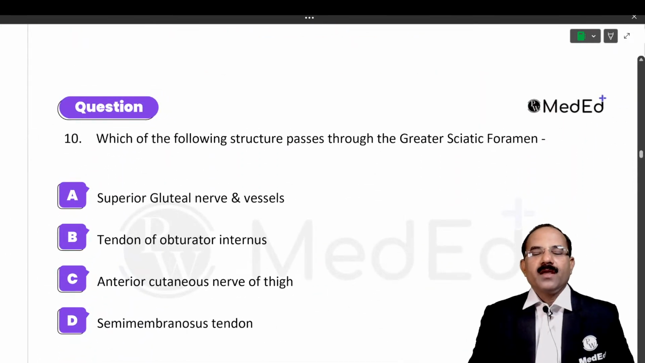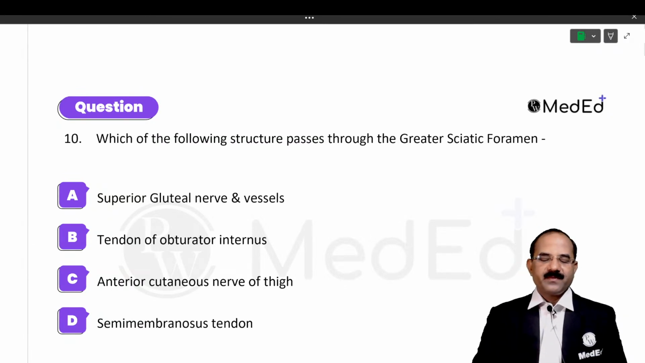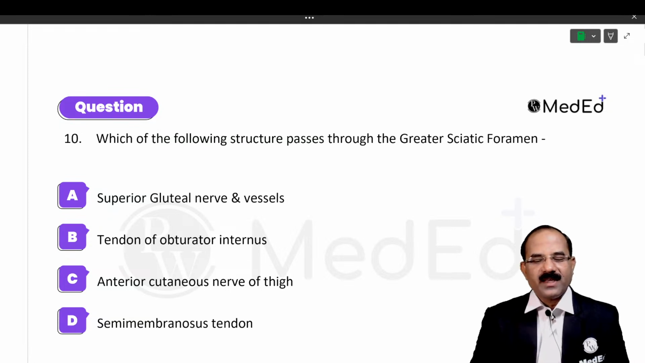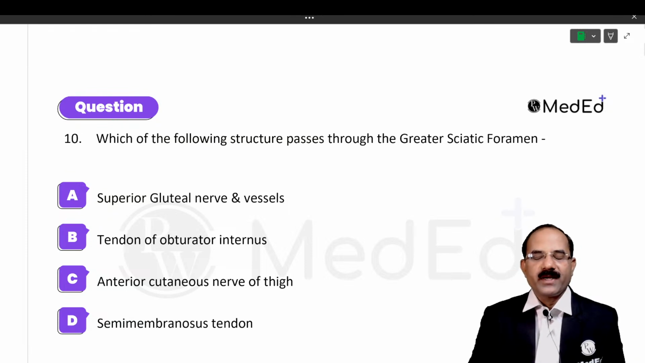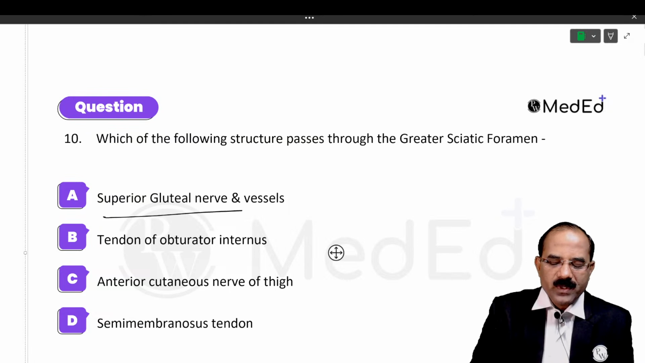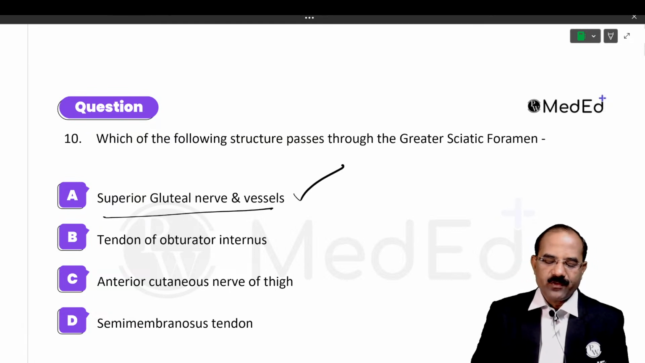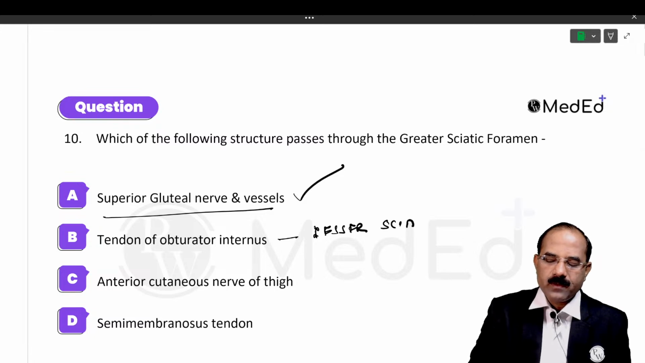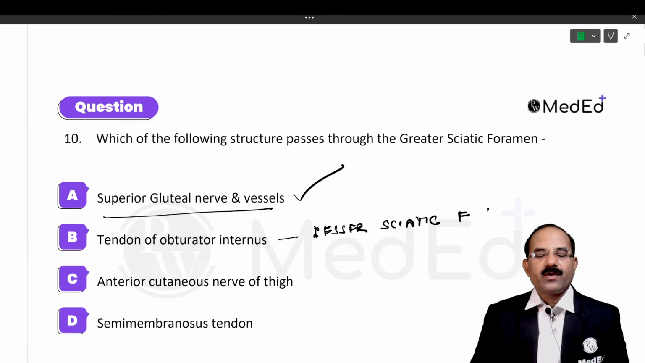Answer this. Which of the following structures pass through the greater sciatic foramen? Answer this. This is easy. Out of all the structures, which is the structure which passes through the greater sciatic foramen? That's the superior gluteal nerve and vessels. Superior gluteal nerve and vessels pass through the greater sciatic foramen. Tendon of obturator internus passes through the lesser sciatic foramen. Obturator internus goes through the lesser sciatic foramen.